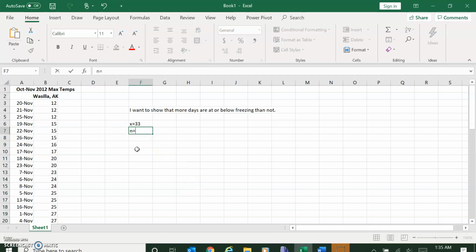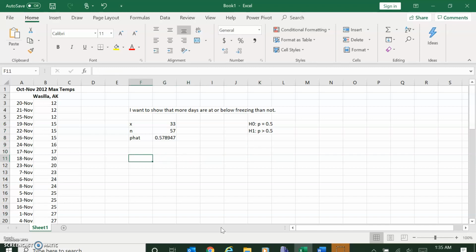So x is 33 and n is 57. That means my p hat is G6 divided by G7. Okay, so like 58% of the days. Now I want to prove that this is more, so more than half. So I'm going to say my null is that it's half and half, p equals 0.5. And the alternative I want to prove is p is greater than 0.5. Okay?